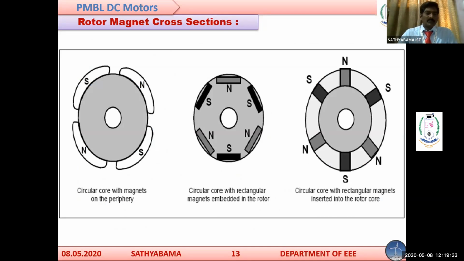This diagram shows the cross-sections of the rotor magnets. In the first case, a circular core with magnets placed on the outer surface of the rotor core. For the second case, the rotor is again a circular core with rectangular magnets, which are embedded in the rotor core itself. In the third case, also a circular core with rectangular magnets. These magnets are inserted in the rotor core.